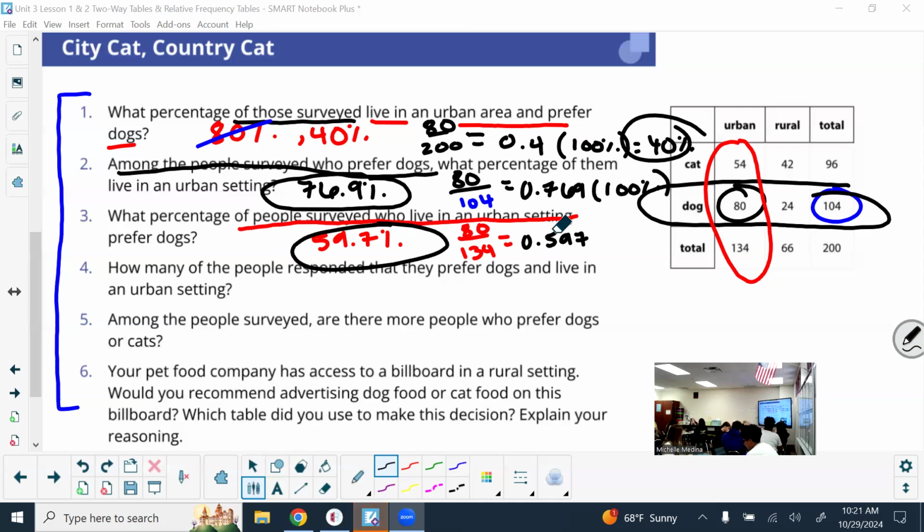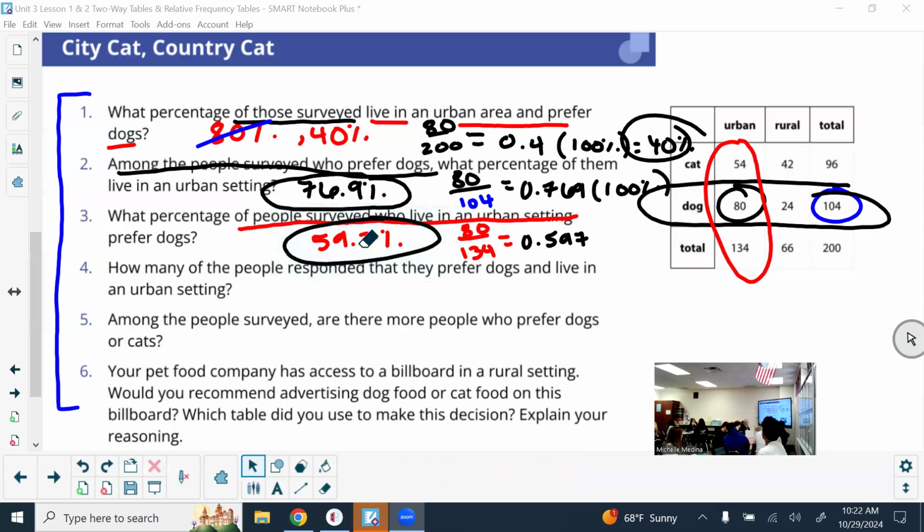Table 8. How many of the people responded that they prefer dogs and live in an urban setting? So before you say your answer, does this one want a percent? No, it didn't say percent. It didn't say relative frequency. So this is kind of like lesson 1. You're just telling me how many. 80. Not percent, not decimal. Two characteristics at once, okay?